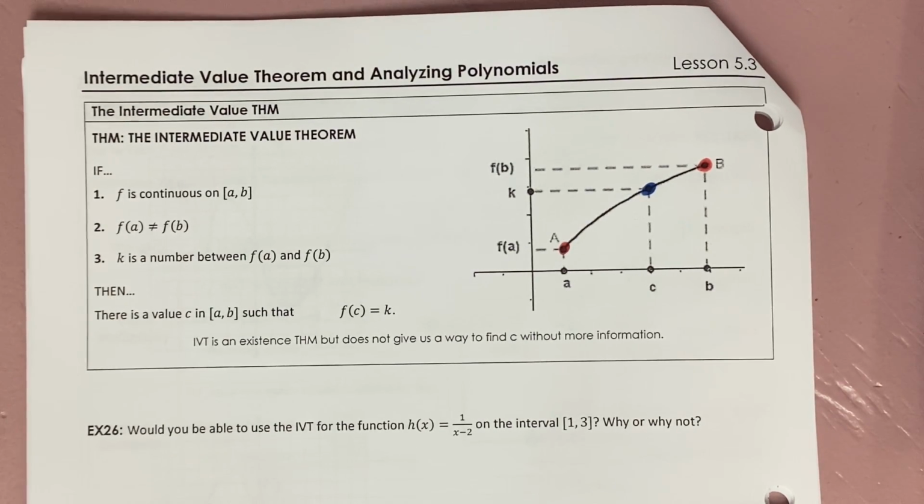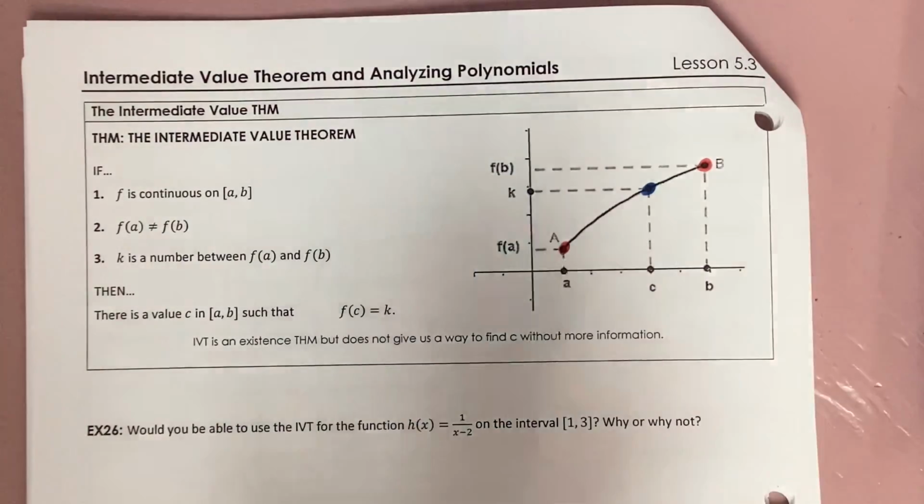Now, IVT is an existence theorem, which means all it does is it says it's there. It doesn't give us any way to find it without more information. So all IVT can do is be like, yeah, that point exists. I don't know what it is, but I know it's there somewhere.